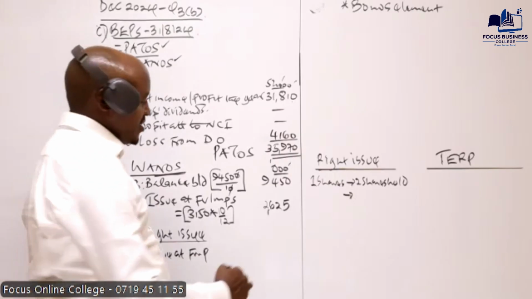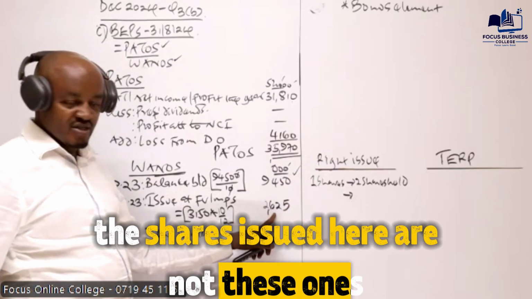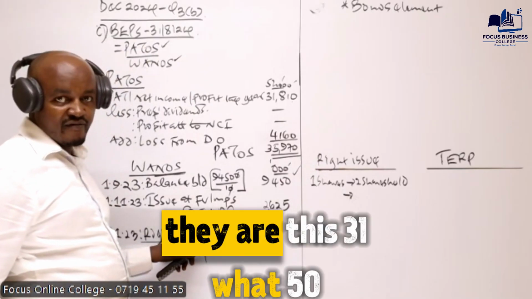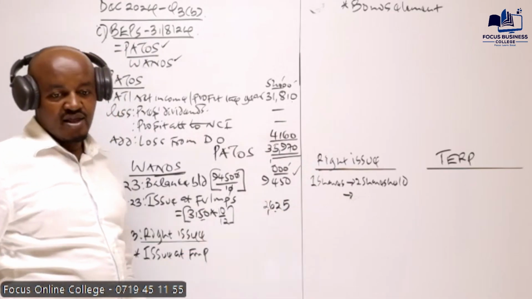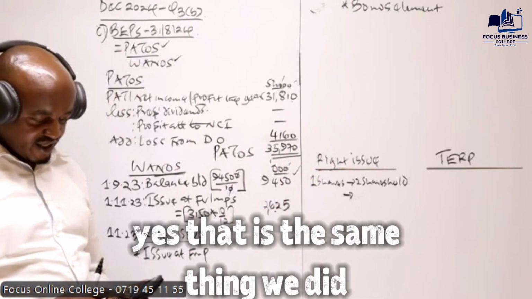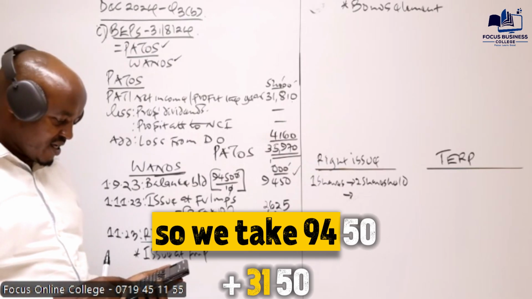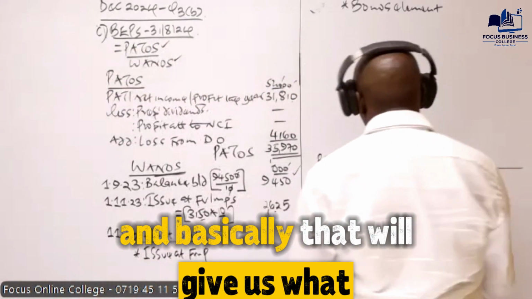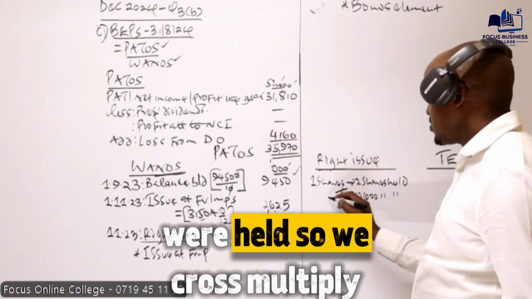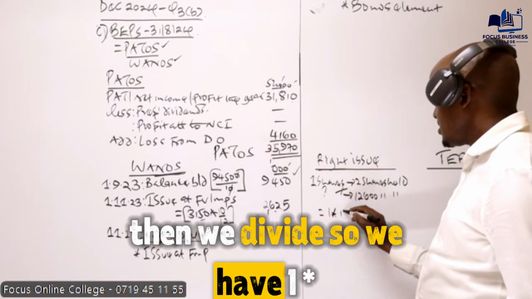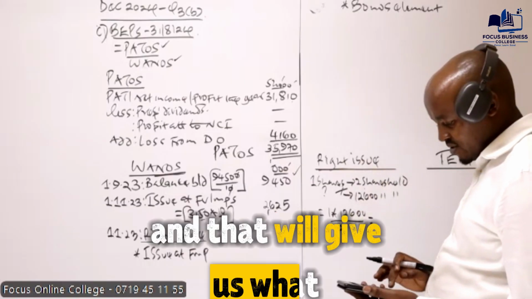I showed you how to compute that. We take the shares which had been issued at the start, and then you add the shares issued here. The shares issued here are not these ones, they are this one, 50. Don't take the other one, if you take that value, you get it wrong. Are we together on that? That is the same thing we did in the other question. So we take 9450 plus 3150, and that will give us 12,600. So those are the shares which were held. So we cross multiply, then we divide. We have 1 times 12,600 divided by 2. And that will give us what?